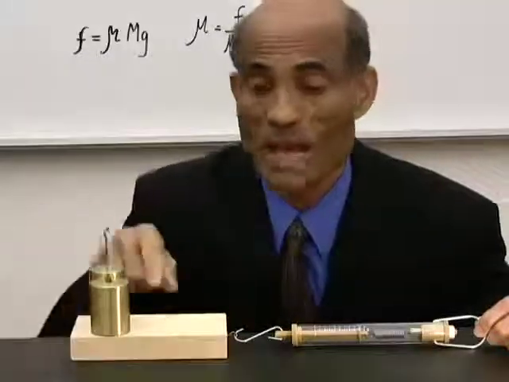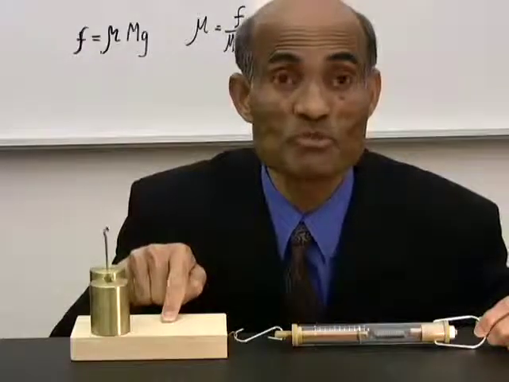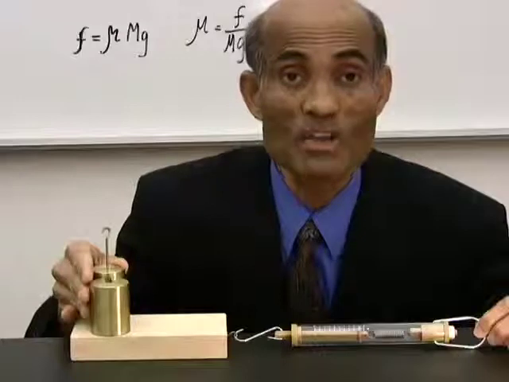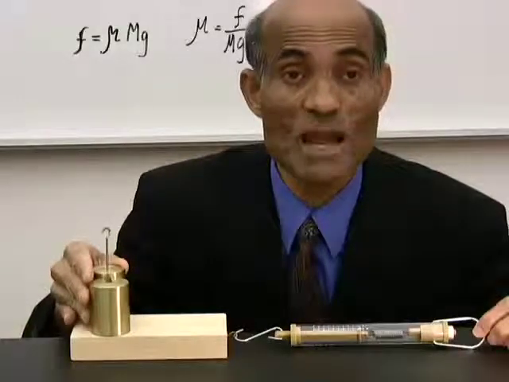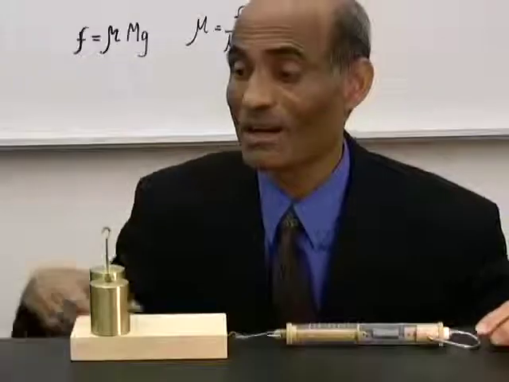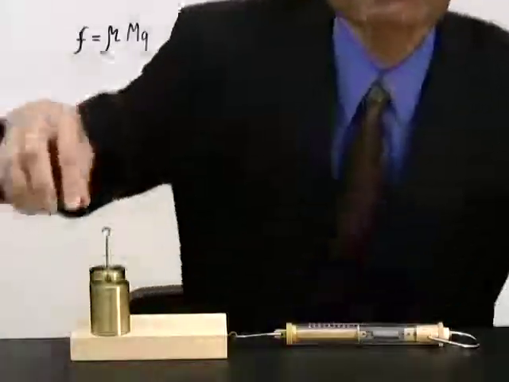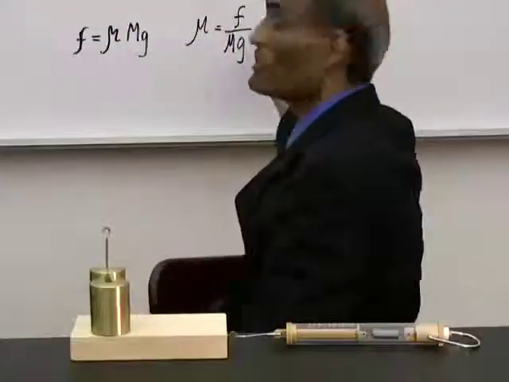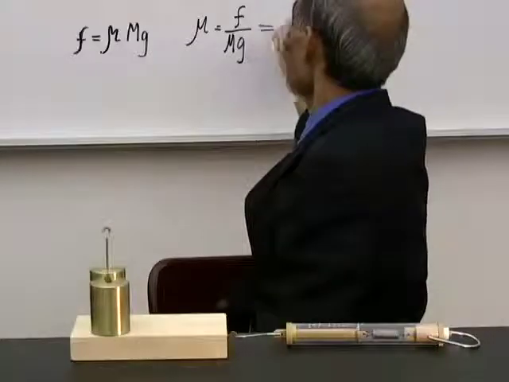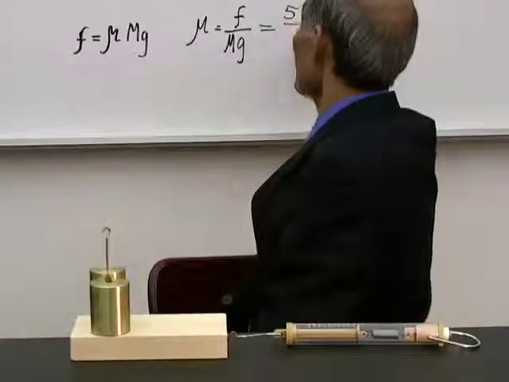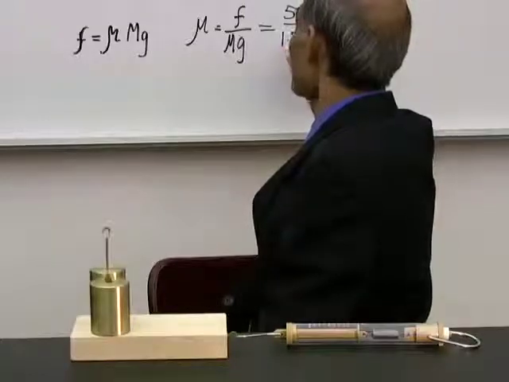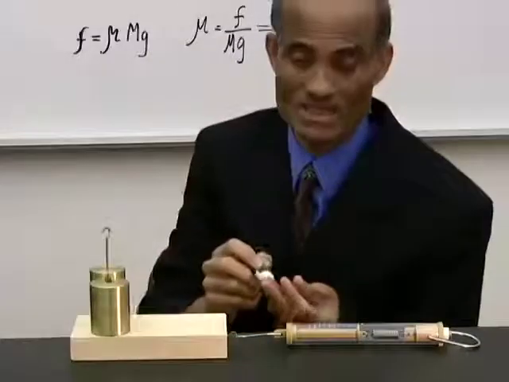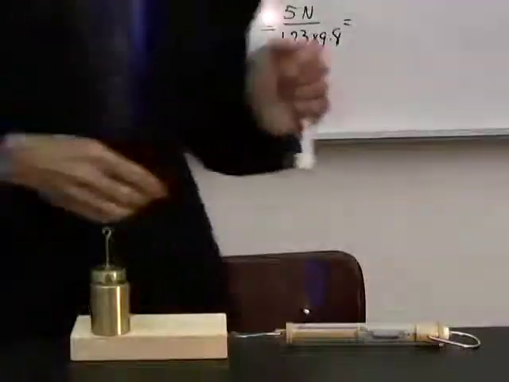So I got the force of limiting friction as 5 Newton. And what is the total mass? I measured the mass of this piece of wood, that is 230 grams, and this is a kilogram. That is 1,230 grams, 1.23 kilogram. And what is mg equal to? So I will be able to say mu equals 5 Newton divided by mg, which is 1.23 multiplied by 9.8.